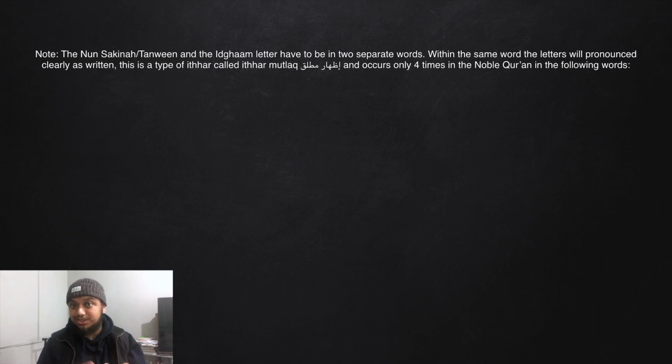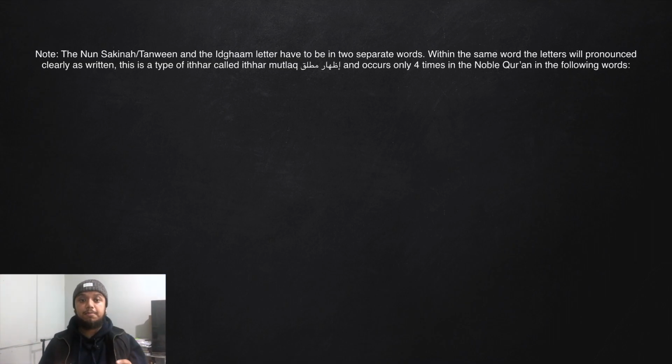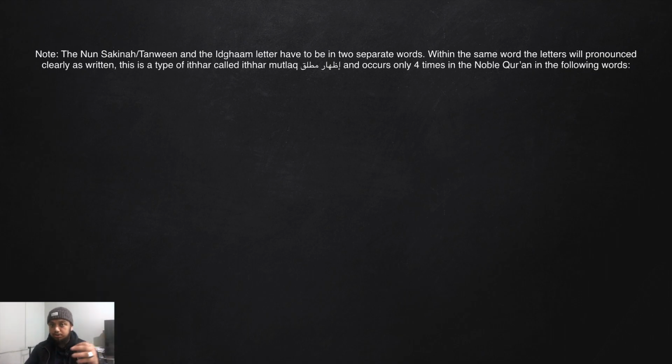So the noon sakina or the tanween and the idgham letter have to be in 2 separate words. If the noon sakina or tanween is followed by a ya, ra, lam, mim, waw or noon, yarmalun, one of the 6 yarmalun letters within the same word, then this must be read clearly. We do not do idgham. This is actually a type of idhar. We've covered previously that idhar means to make clear. This type of idhar is called idhar mutlaq, complete idhar. And it only occurs 4 times in the Glorious Qur'an in the following 4 words.